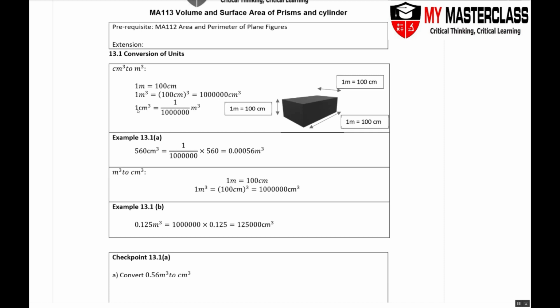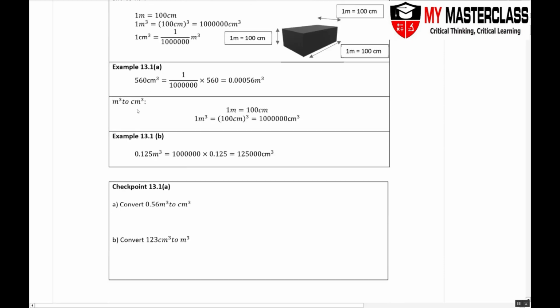So if I convert cm cube to meter cube, I just divide by the 1 million. That's why you have 1 over 1 million meter cube. This example here is just an example of your conversion. From cm cube to meter cube, just divide it by 1 million, or you multiply it by the fraction of 1 over 1 million. Same thing. Then from meter cube to cm cube, just multiply by 1 million. That's it. So this is your conversion.